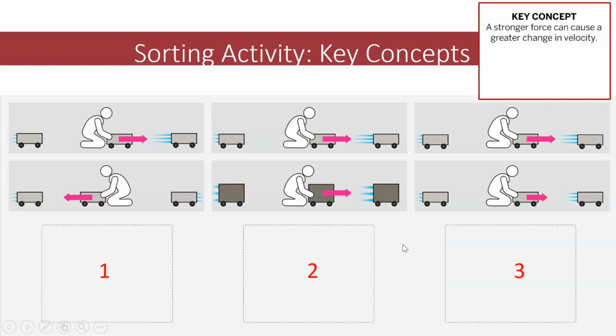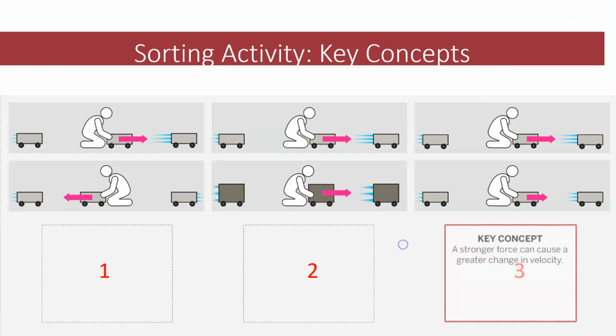What about this next card? You got it. It should go with image number 3. Again, you can see that both cards have the same mass, but a stronger force is being applied to the top card because the force arrow is longer. This causes a greater change in velocity as the top card is now moving faster, as you can see from the blue velocity markings, as compared to this bottom panel, which you see less of a change in velocity.